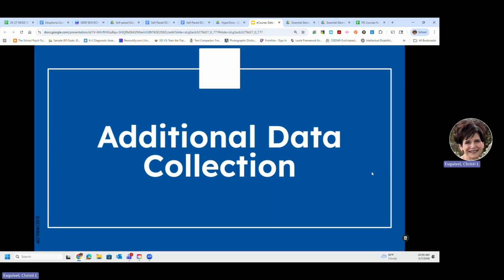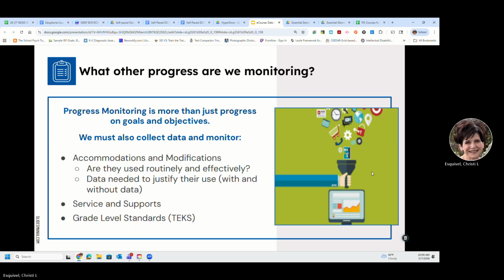So what else must we collect data on other than goals and objectives? Progress monitoring is more than just progress on goals. We also must collect data and monitor a student's accommodations and modifications. Are they being used independently, routinely, and effectively? We need data to justify their use. This is what we mean when we refer to the with and without data for the PLAF.